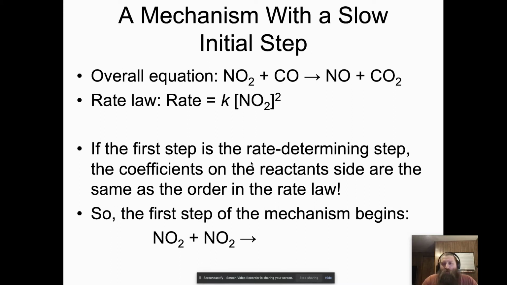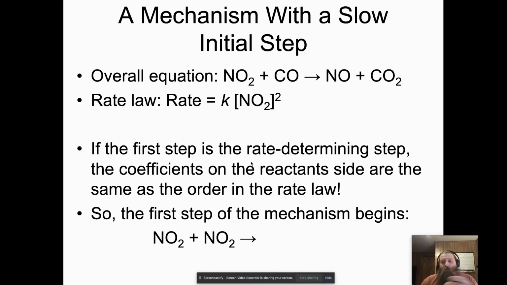Well, if the first step is going to be the rate determining step, then the coefficients on the reactant side are the same as the order in the rate law. And so what are my coefficients? Well, it's telling me right here, because CO is not involved, that when they did their experiments to determine if the rate changed when they changed the concentration of CO, CO did not affect the rate. So we're really just looking at nitrogen dioxide here.